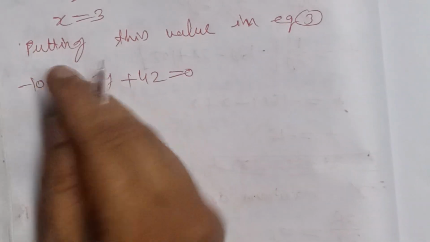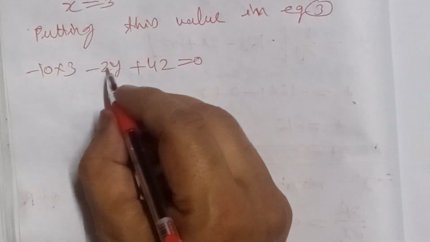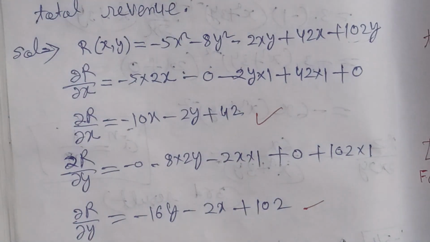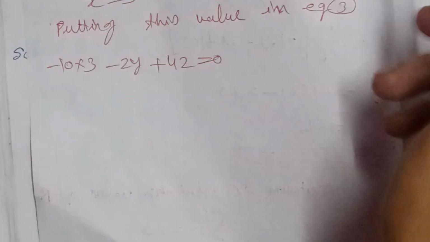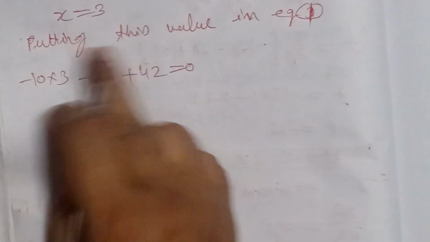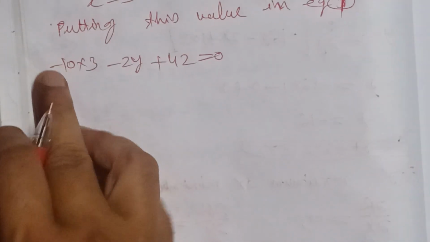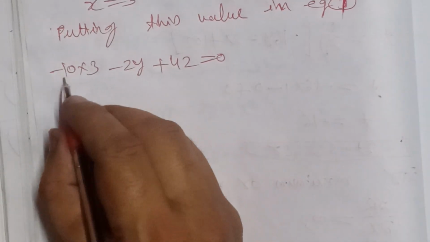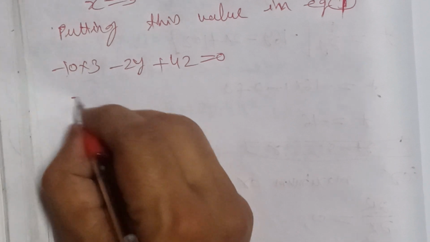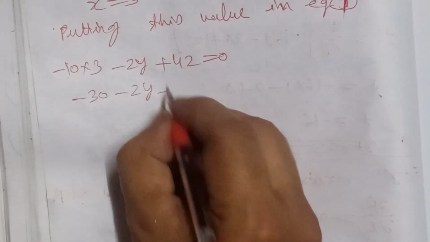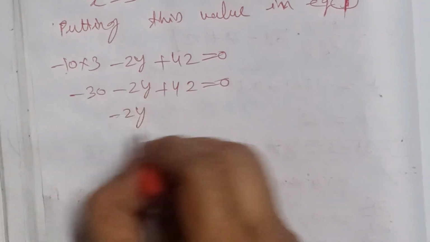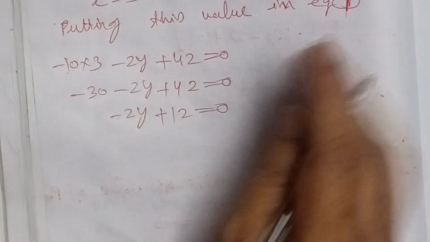The value of x is equal to 3, and in equation number 1, this is equation number 1, I put this value in equation number 1, and we will find the value of y. On multiplying, we get minus 30 minus 2y plus 42 is equal to 0. The difference of these two values is 12 is equal to 0.